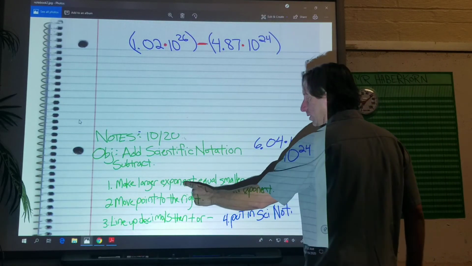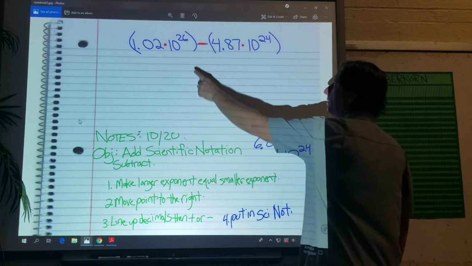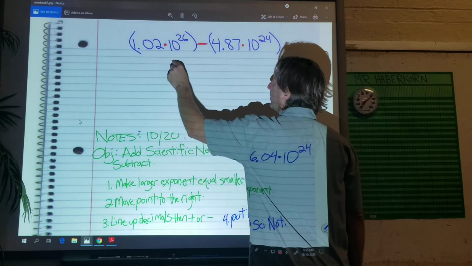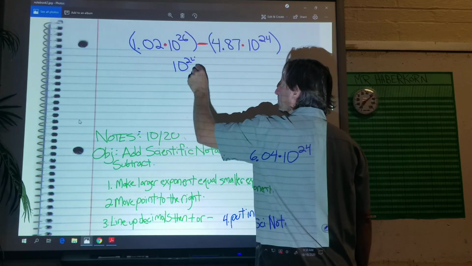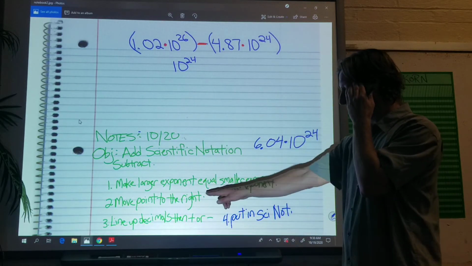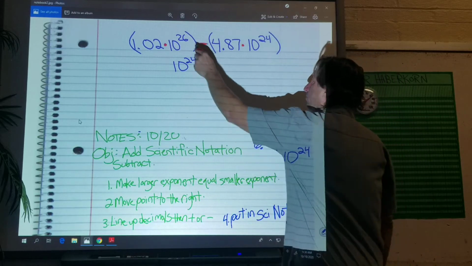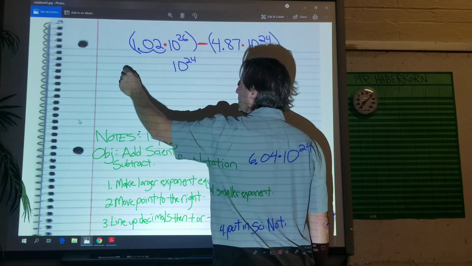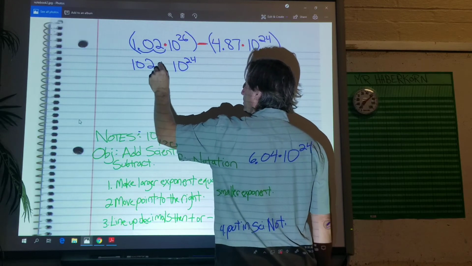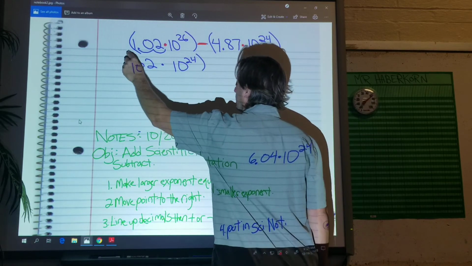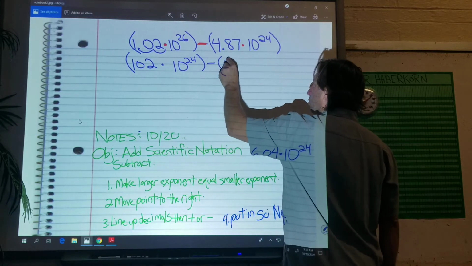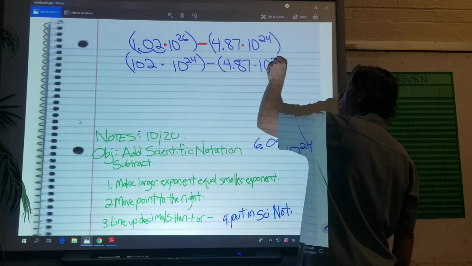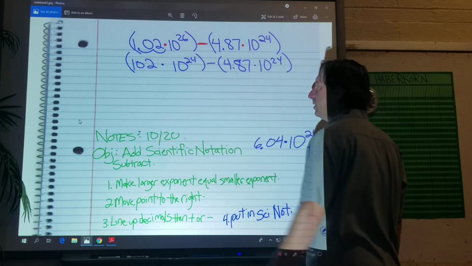So we just follow our steps. Make your larger exponent equal the smaller exponent. This 26 has to turn into a 24, right? And then it says, move your point to the right. Well, how far? Oh, I'm moving it down 2 spaces again, right? 1, 2. So it's just 102 times 10 to the 24th minus 4.87 times 10 to the 24th. Once we have the same exponent, we can subtract.